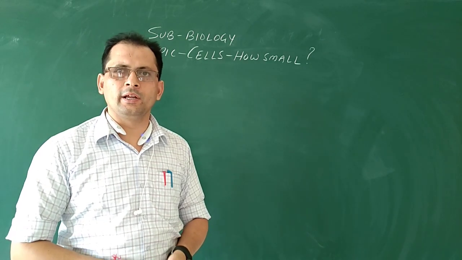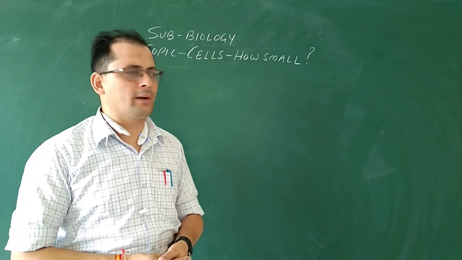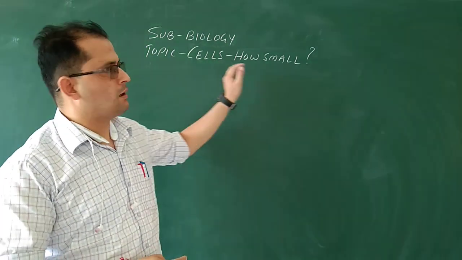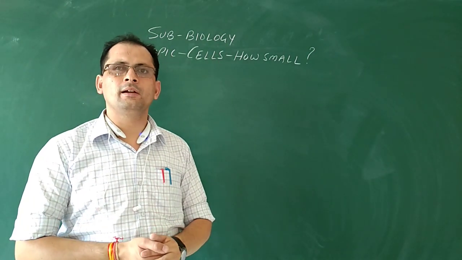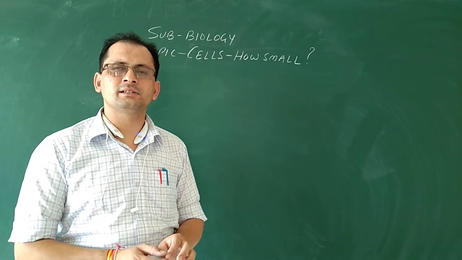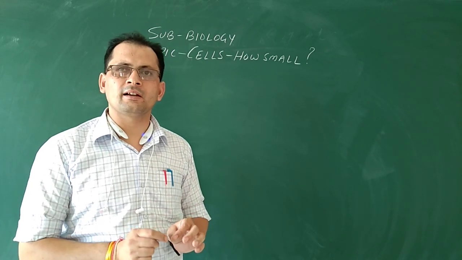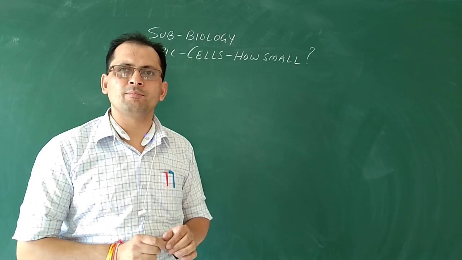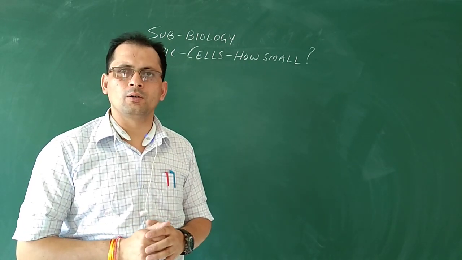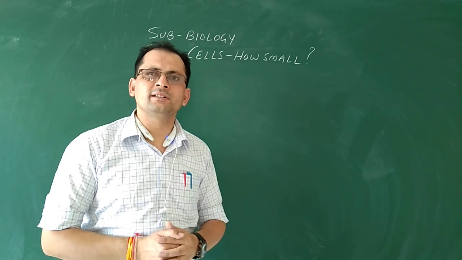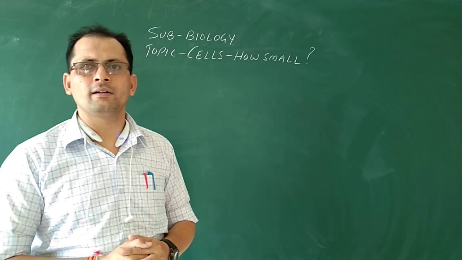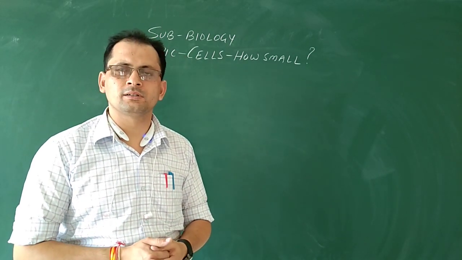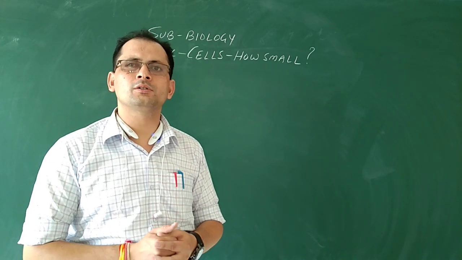Today we are going to discuss the topic of cells: how small. Basically it means the cells are microscopic and we cannot see them with the naked eye. For observing the cells we require magnifying instruments, like a microscope.